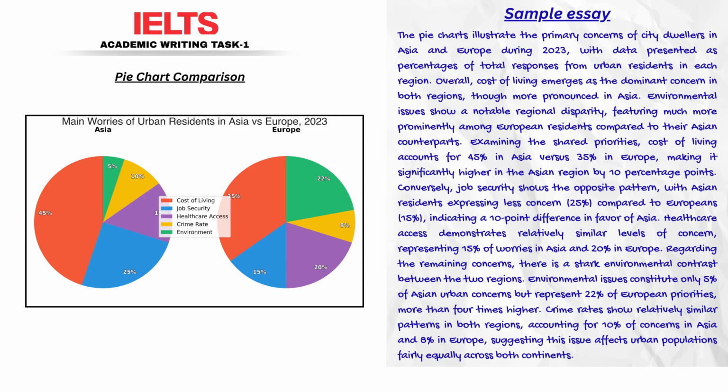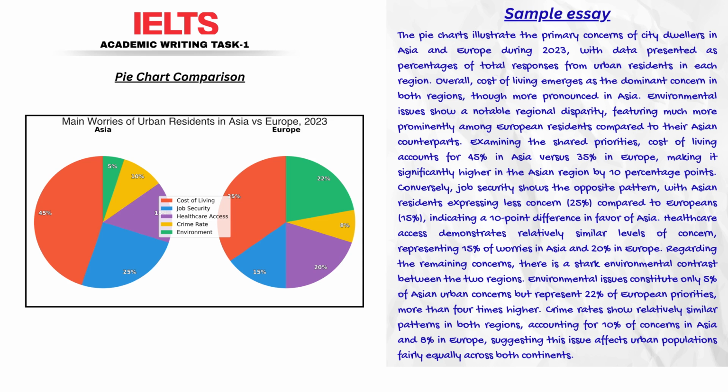Next, and arguably the most crucial part of your essay, is the overview. A common mistake is to jump right into the numbers. The model answer avoids this perfectly. It says, overall, cost of living emerges as the dominant concern in both regions, though more pronounced in Asia. Environmental issues show a notable regional disparity, featuring much more prominently among European residents.